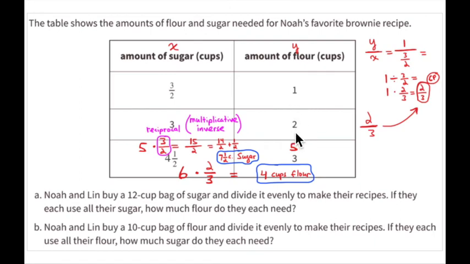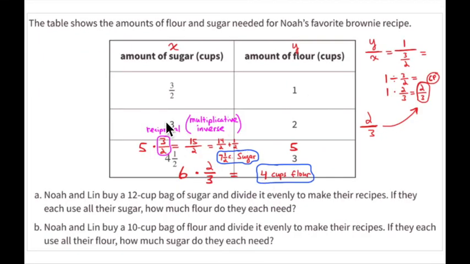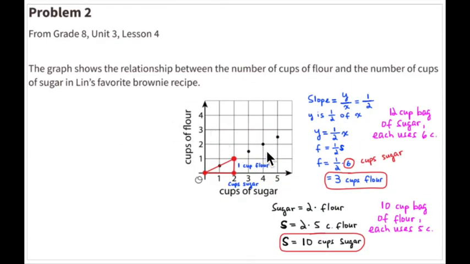So here's the 2 cups of flour for Noah. How much sugar did he use? Actually, it's just in the table, so you don't have to calculate it. He used 3 cups of sugar. So he used less sugar for the same amount of flour. So Lynn's recipe is sweeter. She's using more sugar. She's using 4 cups of sugar, whereas Noah is only using 3 cups of sugar. So notice that this is 3 parts, and this is 4 parts for the same amount of flour. We're going to come back to that in a few moments.